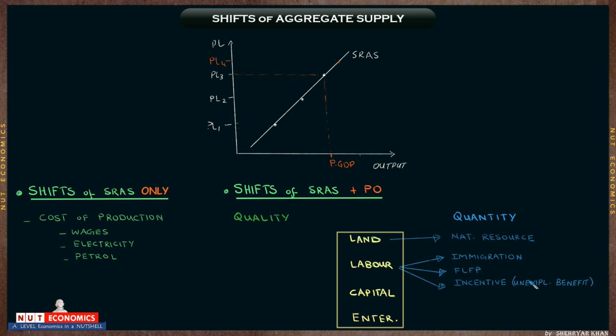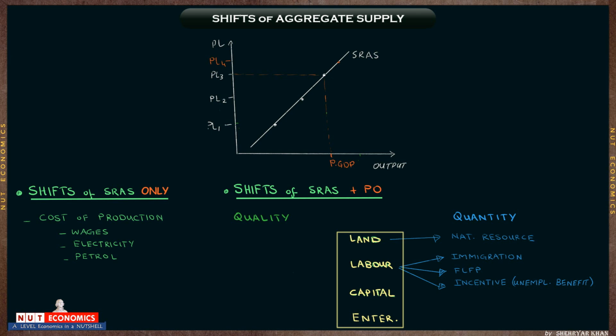So the greater the unemployment benefit, the lesser the incentive to work, and therefore fewer people will join the labor force. So your quantity of labor will decrease, potential GDP will decrease, and the short-run aggregate supply curve will shift to the left if the amount of unemployment benefits is so high that it takes away the incentive to work for many people. Now, capital, that depends on investment.